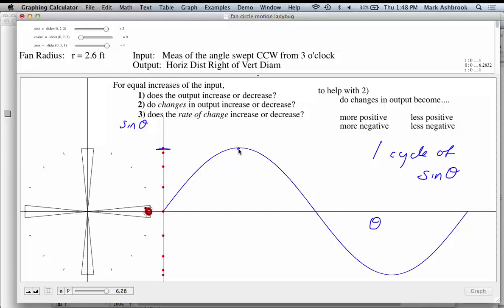What's this maximum value right here? 1. And 1 what? Radius length. So this is universal. Sine is universal for all circles, because no matter how small the circle is, when you get to the top of that circle, it's going to be 1, because it's going to be 1 radius length. Same with the bottom, -1.